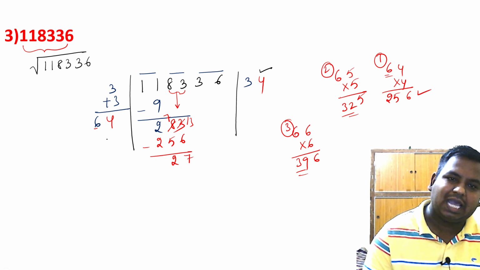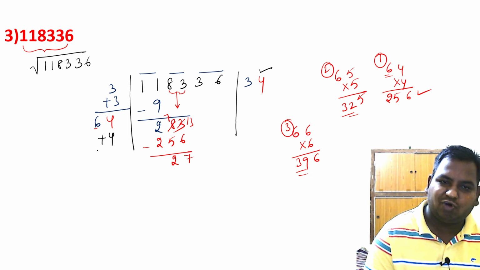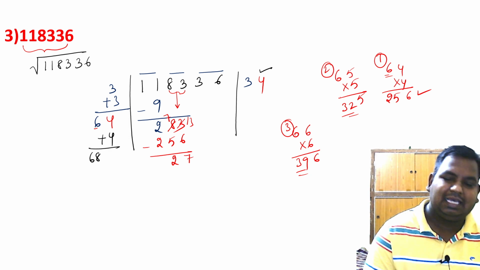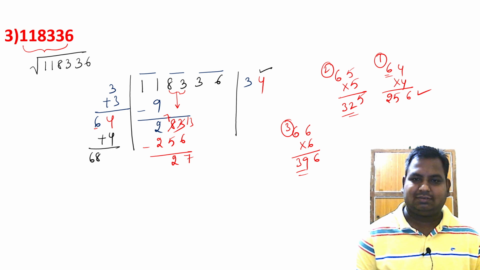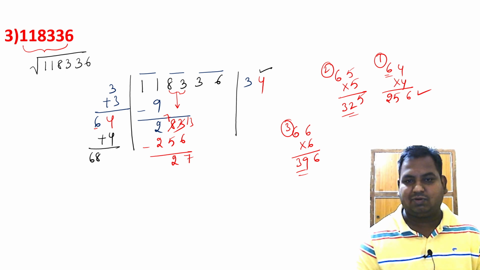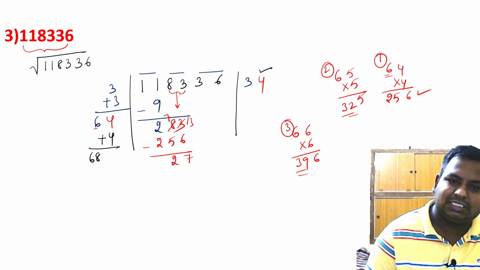So this 4 I need to add here. So 64 plus 4 is 68. The recent digit we have to add. Did you get me? Don't add complete 34 there. That is wrong. So 68.